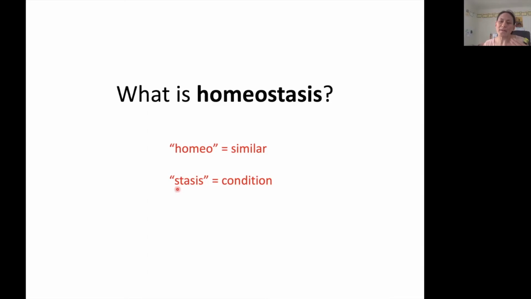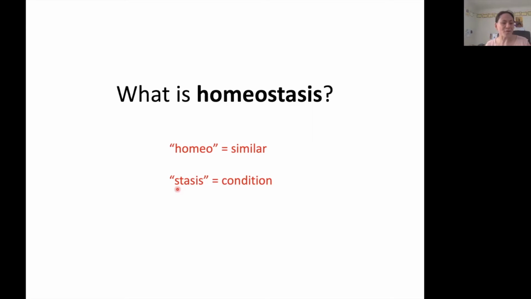You want to keep certain constants within your body, certain variables within your body, constant in order to keep your body functioning. If you think about cell function and the various parts of the cell, cells are actually really, really finicky, and they need things to be perfect in order to function properly. And that's what homeostasis is all about: we want to keep all of our conditions within our body optimal so that our bodies actually work correctly.